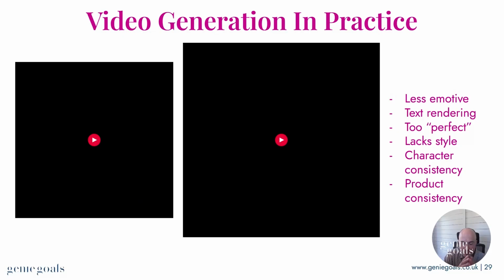For me, you could very clearly tell that VEO asset is produced by AI. It seems just too perfect. It's less emotive. It has problems with the text rendering in places. It just lacks that style that you could get from truly original human-made content.